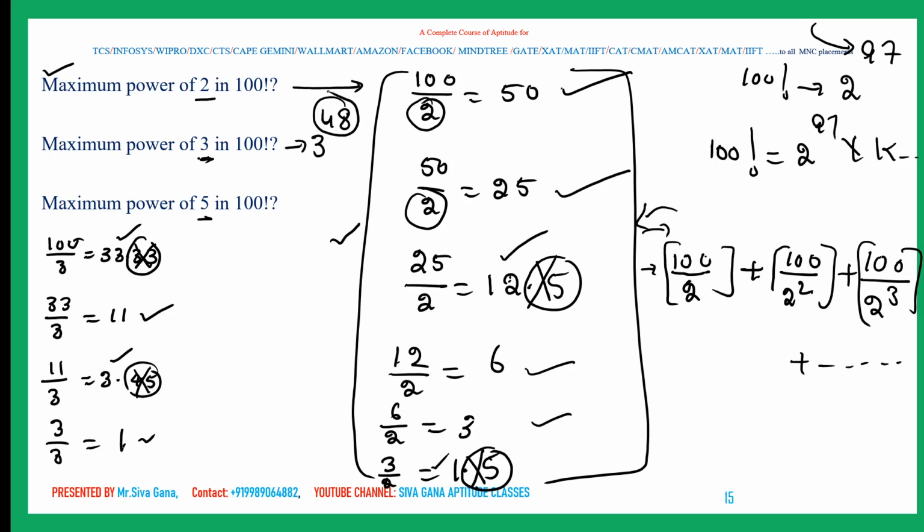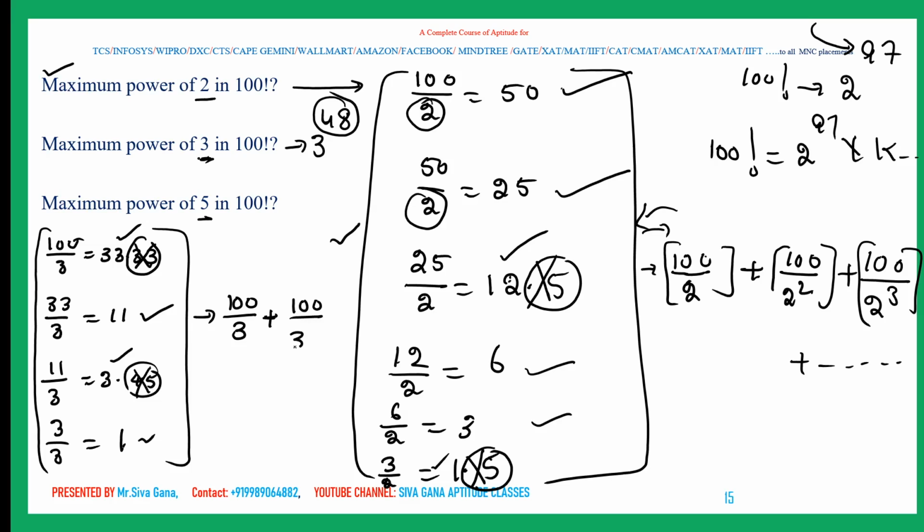48. This is the answer. The maximum power of 3 in 100 factorial is 48. Right? This process, whatever we did here, we can write in this way also: 100 by 3, just take the integral part.